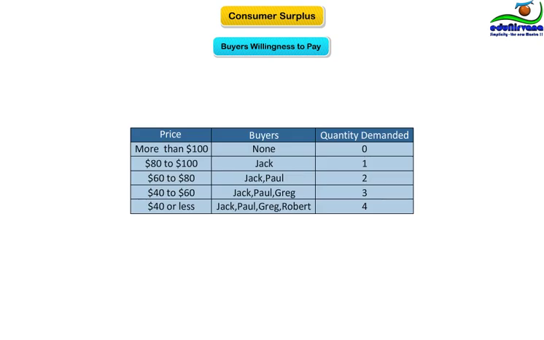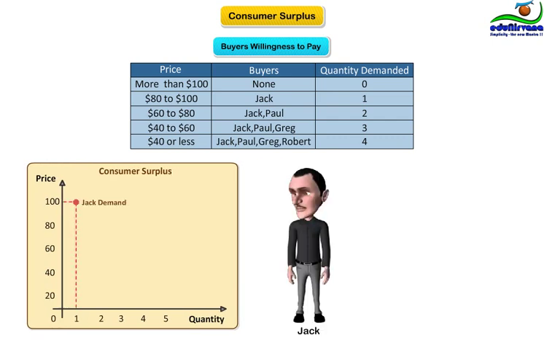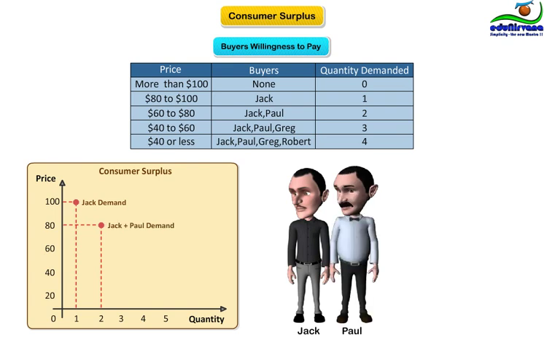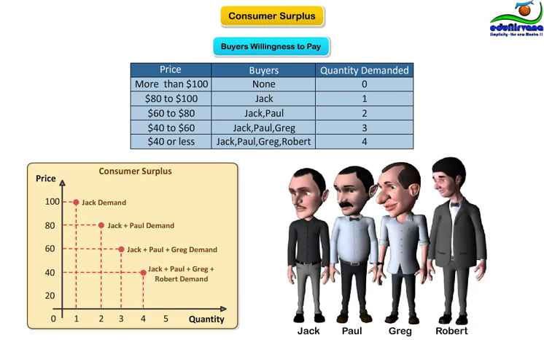Consider the table of the fans market. Listed above is the amount that four individuals, Jack, Paul, Gray, and Robert, in the town are willing to pay for fans. Let's assume $100 is Jack's willingness to pay, $80 is Paul's willingness to pay, $60 is Gray's willingness to pay, and $40 is Robert's willingness to pay.